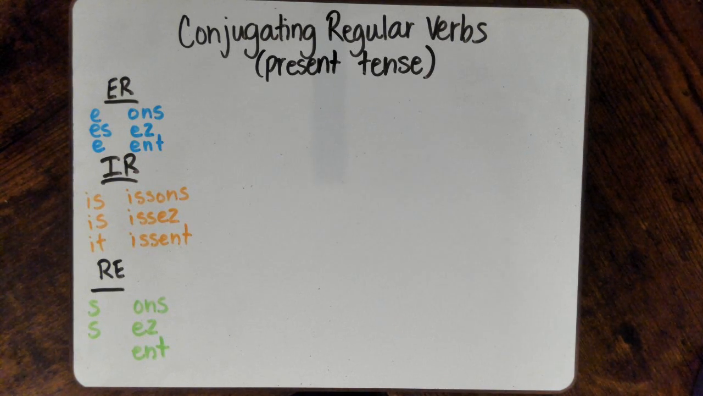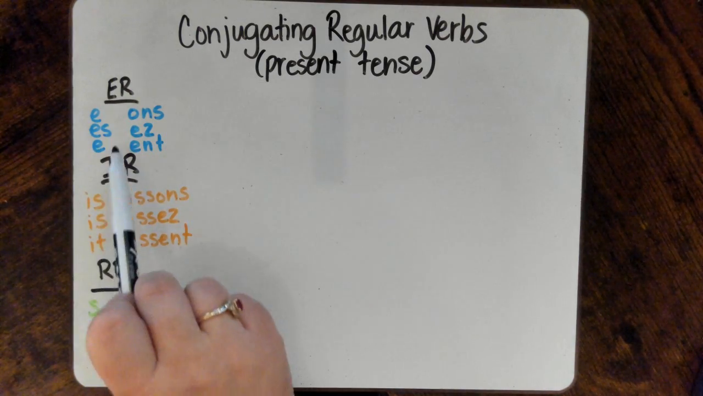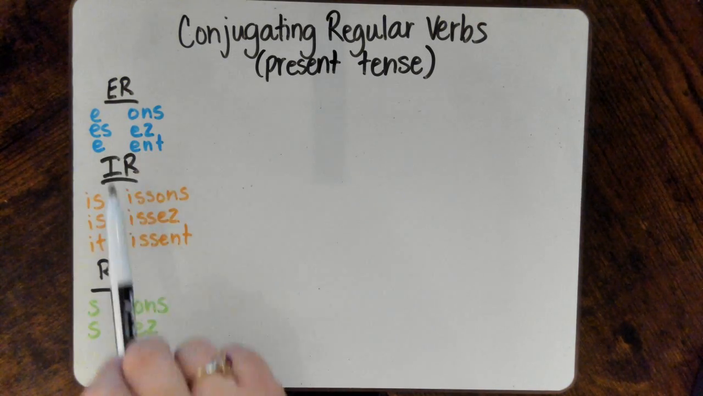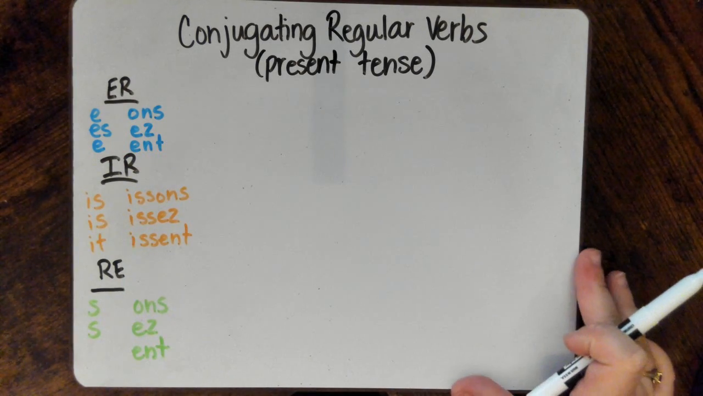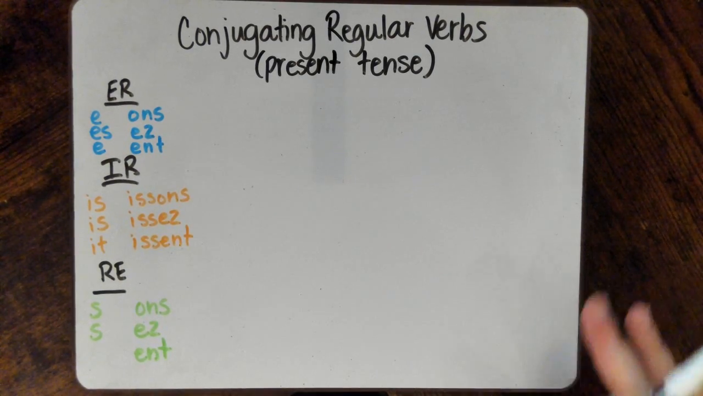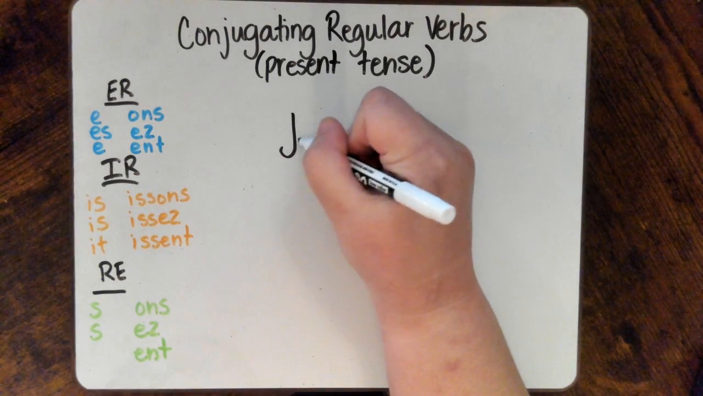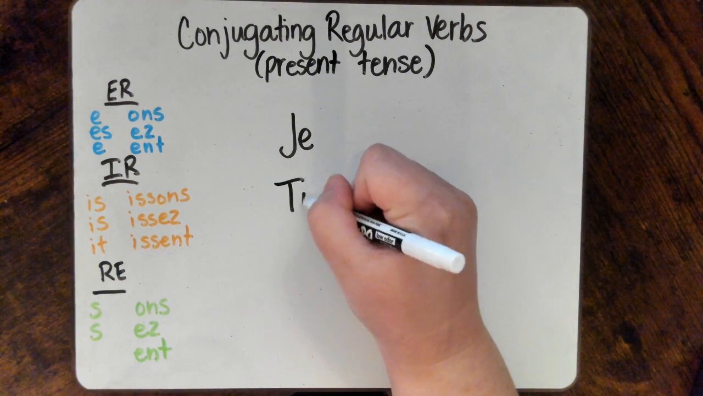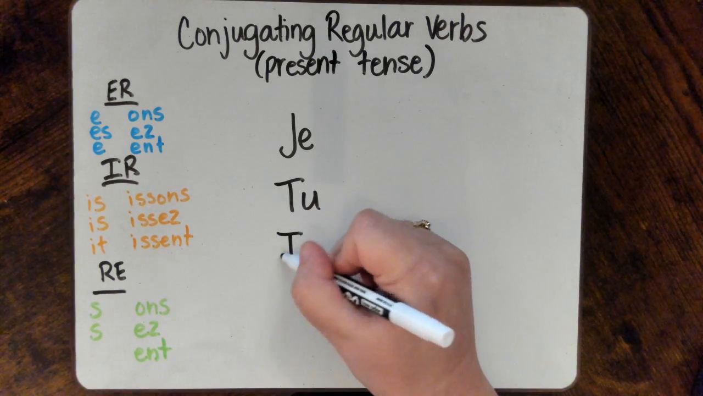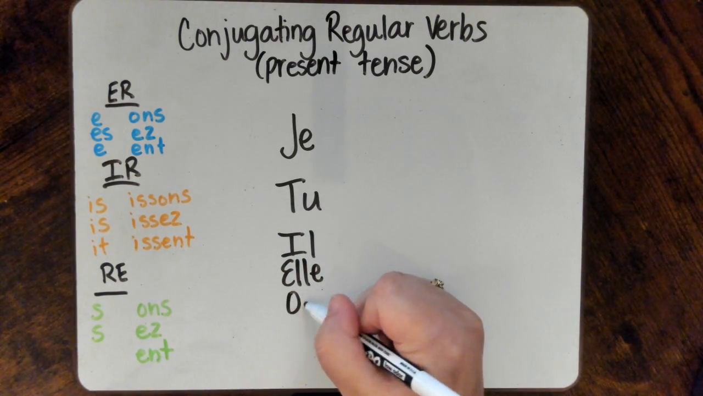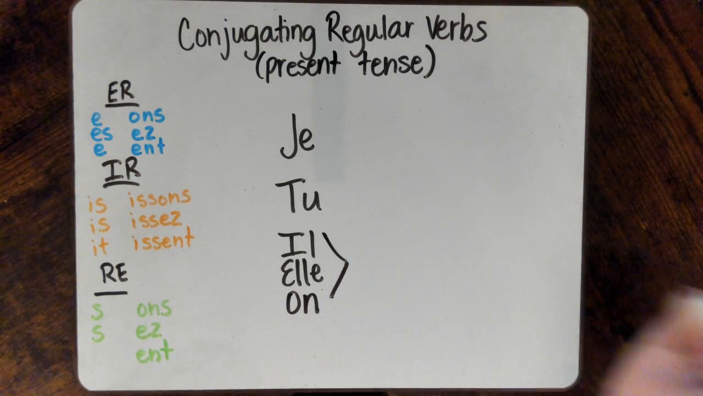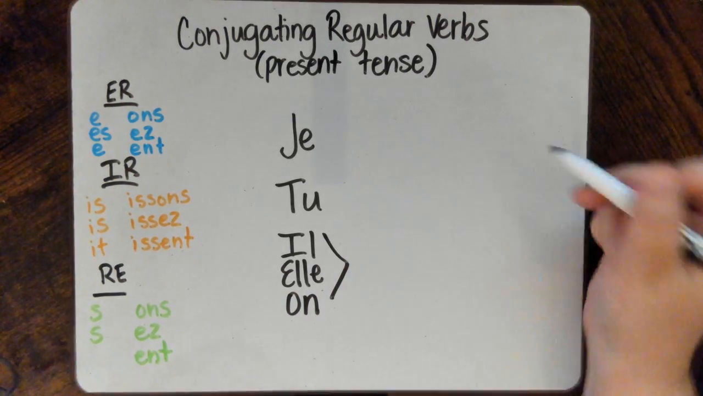Now, in order to use these verbs in a sentence, you have to actually know what the subject pronouns are that correspond to each of these spaces in the verb conjugation table. So, in order to use these in sentences, you have to know your subject pronouns. And they are je, tu, il, elle, on, and these kind of always go together.